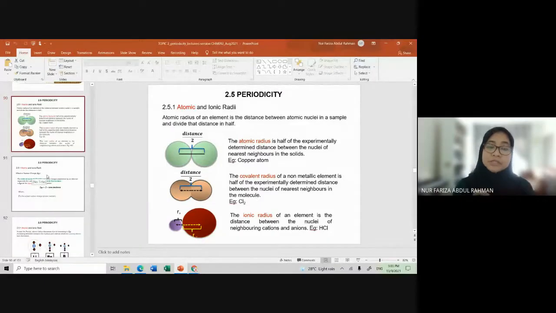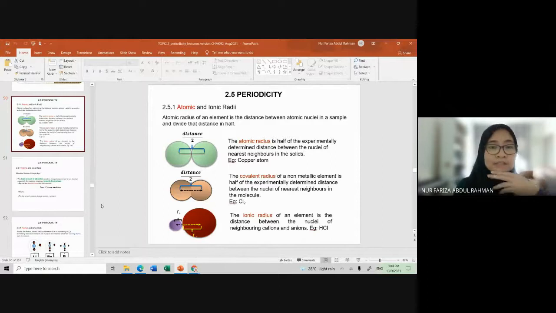Discuss periodicity. There are 4 properties of elements in the periodic table: atomic radii, ionization energy, electron affinity, and last but not least, electronegativity. For atomic radii and also ionic radii, we discussed this during our last lecture last week.